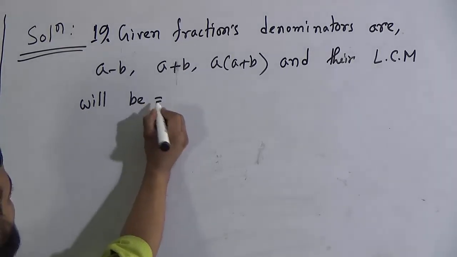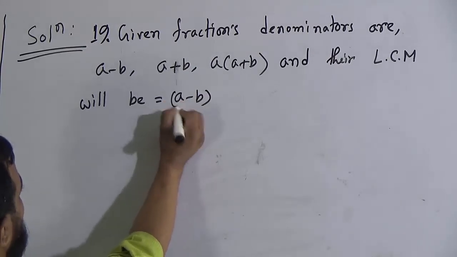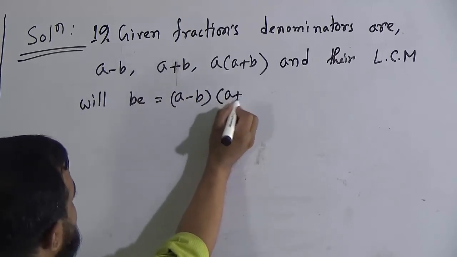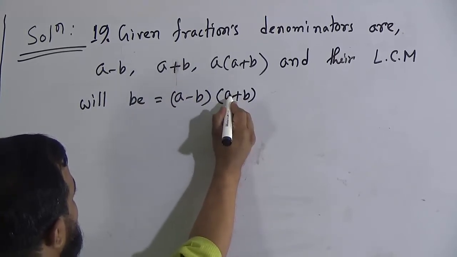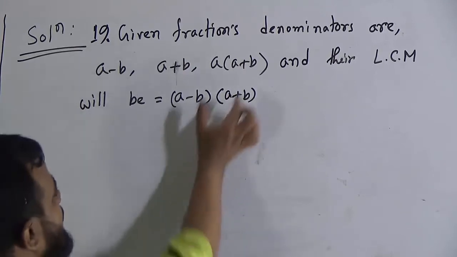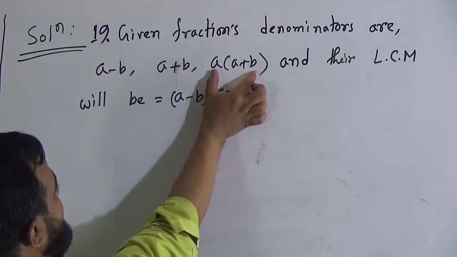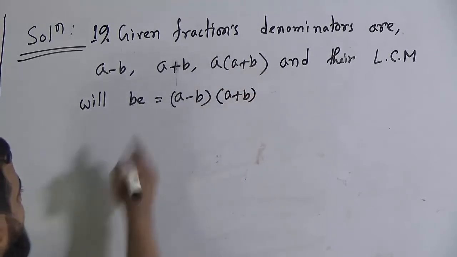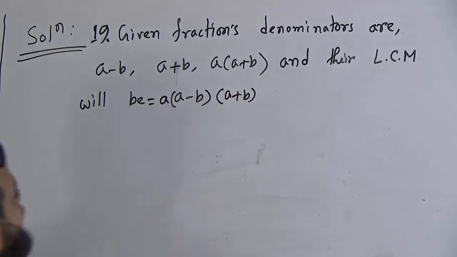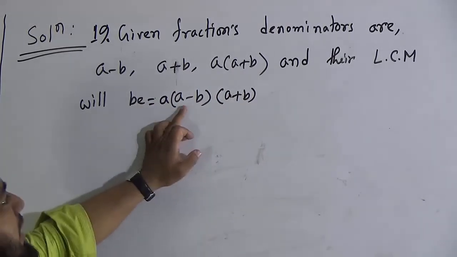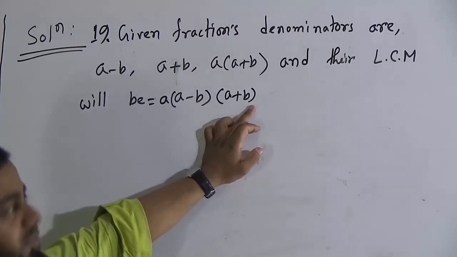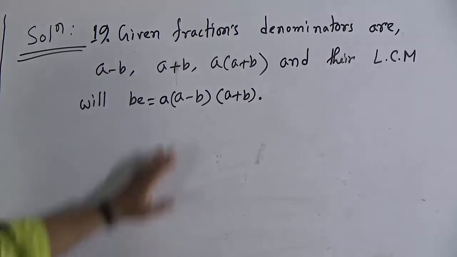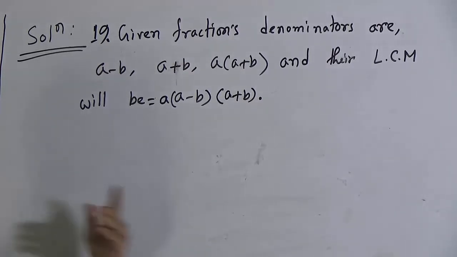That means it will be a minus b, taken from here. From the second expression, a plus b is also taken. Now from the third denominator, we need to take a into a plus b, but a plus b is already taken. Now we need to take only a, so you can write down a here. So our LCM will be a into a minus b into a plus b. We have found the LCM. It will be the denominator of all three fractions.